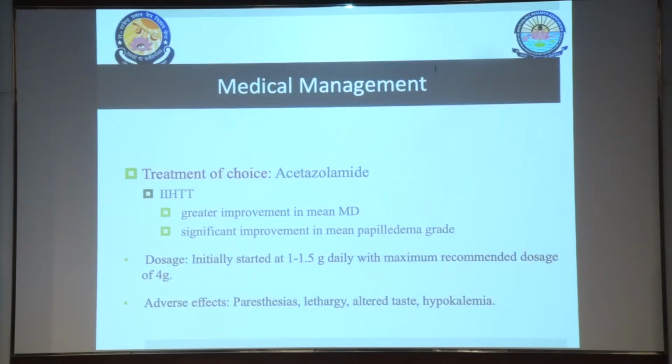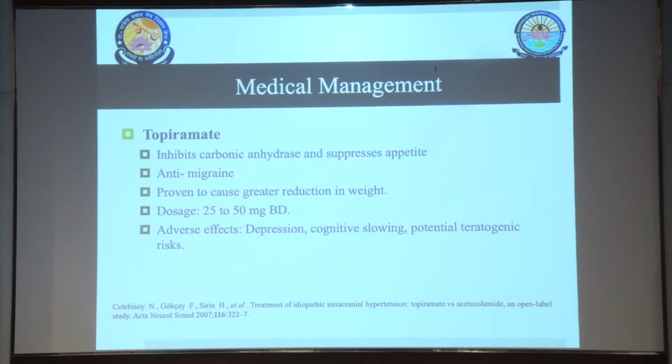Coming to the medical management, one is acetazolamide, a very commonly used drug. Everybody uses it. And the Idiopathic Intracranial Hypertension Treatment Trial has now given us evidence that acetazolamide, if given in proper doses, can lead to significant improvement in papilloedema and visual acuity. Then the other commonly used drug nowadays is topiramate, which is basically a carbonic anhydrase inhibitor and also helps in suppressing appetite, thus indirectly helping in weight loss. It also helps with headache management, and it's given in doses of 25 to 50 milligrams BD.